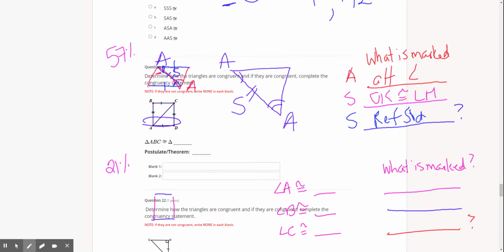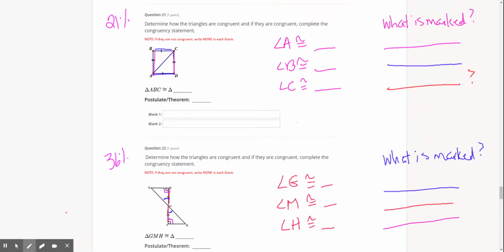Those are hard to see, especially with those parallel lines. You've got to take your time. What's marked here? I've got a pair of sides in pink, so AB and CD. And then what else? We've got another set of sides in blue.